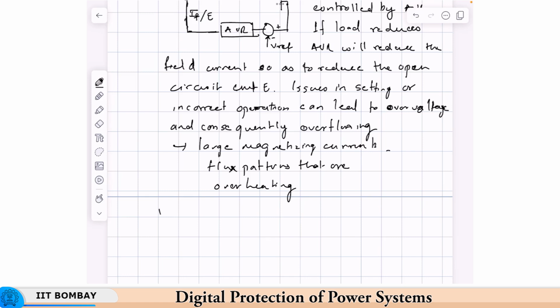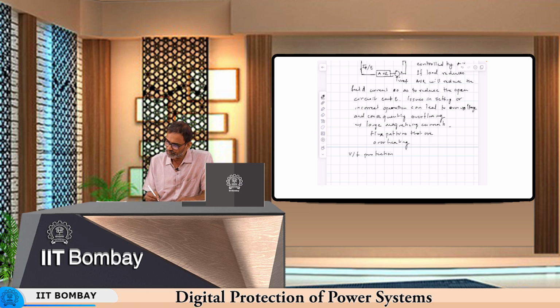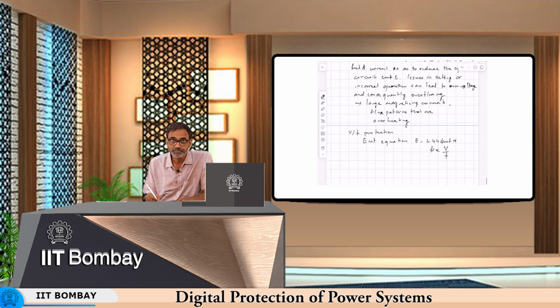The next protection that we provide is V by F protection. V by F is similar to the over voltage, because V by F will also lead to overfluxing. Why is that? From the EMF equation we know E is equal to 4.44 phi m F n. So, phi m is E by F or V by F. Phi m is proportional to V by F. So, during startup and shutdown, the speeds could be different from nominal speeds.